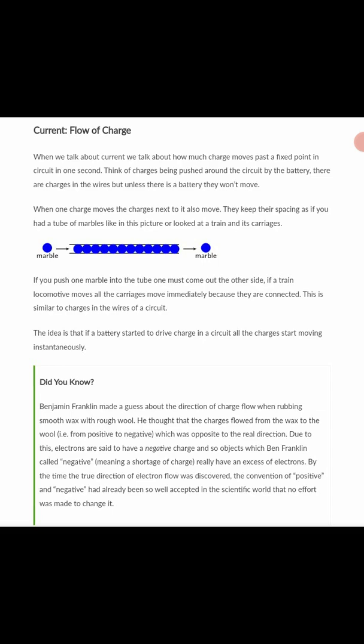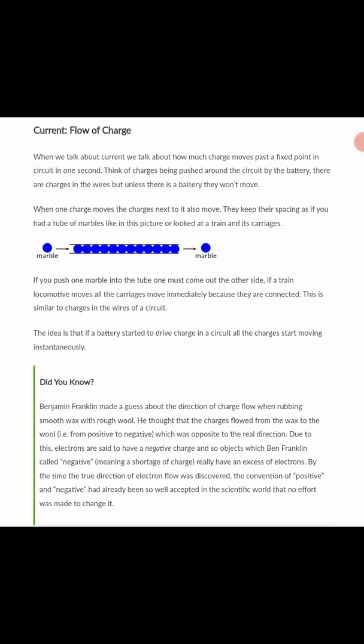Now think of charges being pushed around the circuit by the battery. There are charges in the wires, but unless there is a battery, they will not move. Yes, you have a copper wire, there are charges in the wire, but unless they are connected to a battery, they will not move. It is a battery that moves the charges through the wire. When one charge moves, the charges next to it also move.